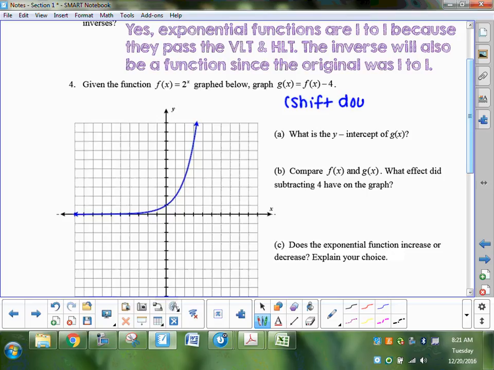So what we need to do is literally take all of the points and go down 1, 2, 3, 4. Okay, something like that.